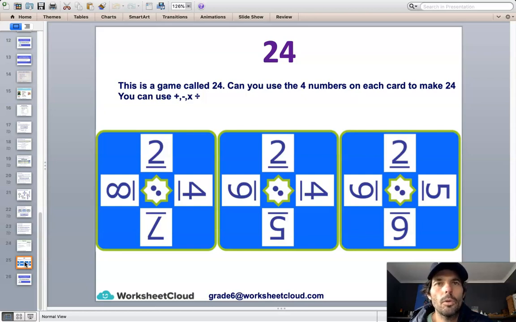You don't have to use all the operational signs. You can use one of them, 2 of them, or a combination of them, but you need to get the answer of 24 and see if there are different ways of getting to the answer of 24 using the same 4 numbers.